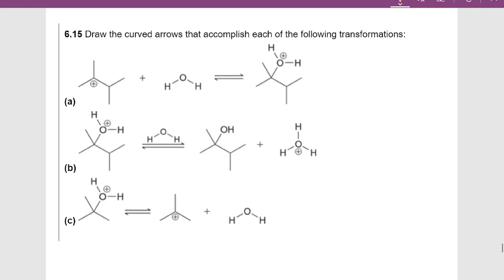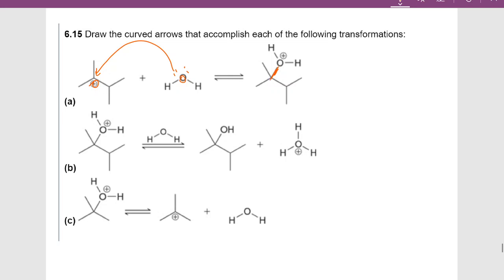So let's practice drawing curved arrows that accomplish these transformations. Okay, so what did we do going from left to right on A? We've got a carbocation here, and from that carbocation we formed a bond to the oxygen. So that's what happened. So how do we draw that? One of the lone pairs on the oxygen is attacking that carbocation in a nucleophilic attack to form this bond.